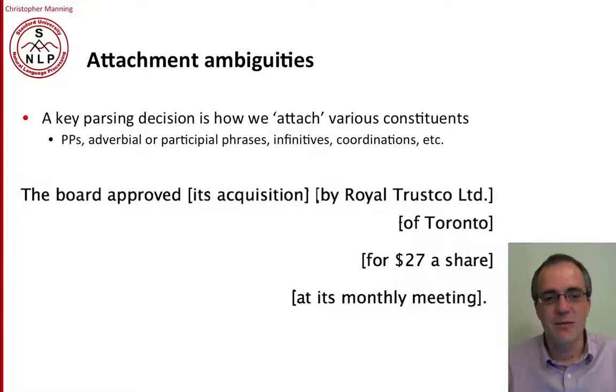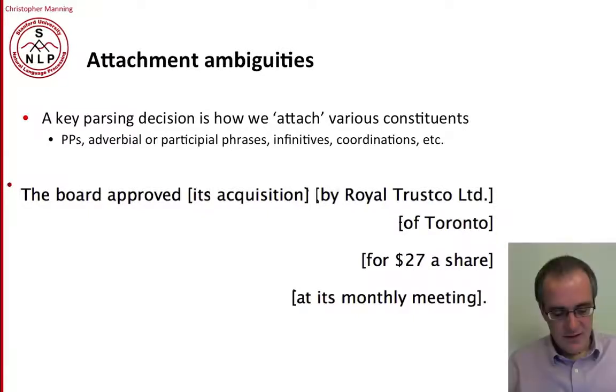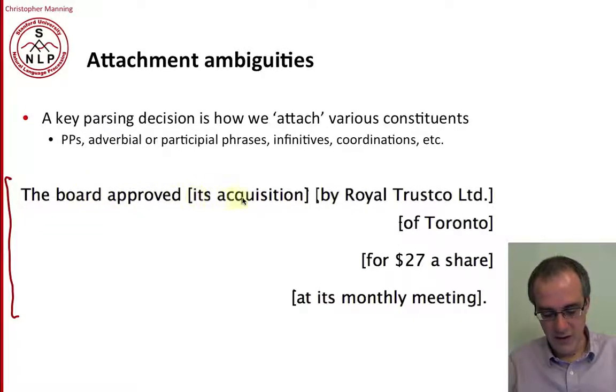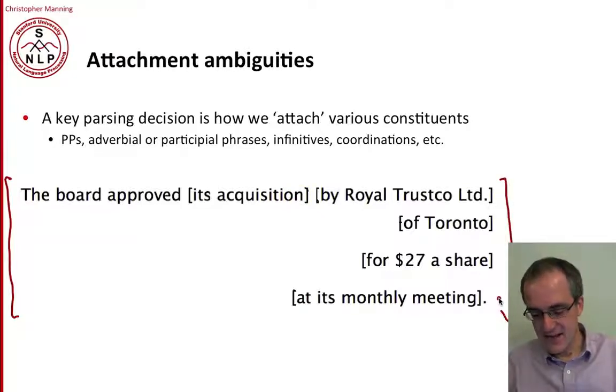Let's work through an example to get an idea of that problem. So here we have a sentence. The board approved its acquisition by Royal Trust Co Limited of Toronto for $27 a share at its monthly meeting. And if we look at this sentence, well, what do we find? We have the subject, the board, then a verb approved, and an object, its acquisition. But then if we look after that, there are actually 4 prepositional phrases in a row: by Royal Trust Co Limited, of Toronto, for 27 cents a share, at its monthly meeting.